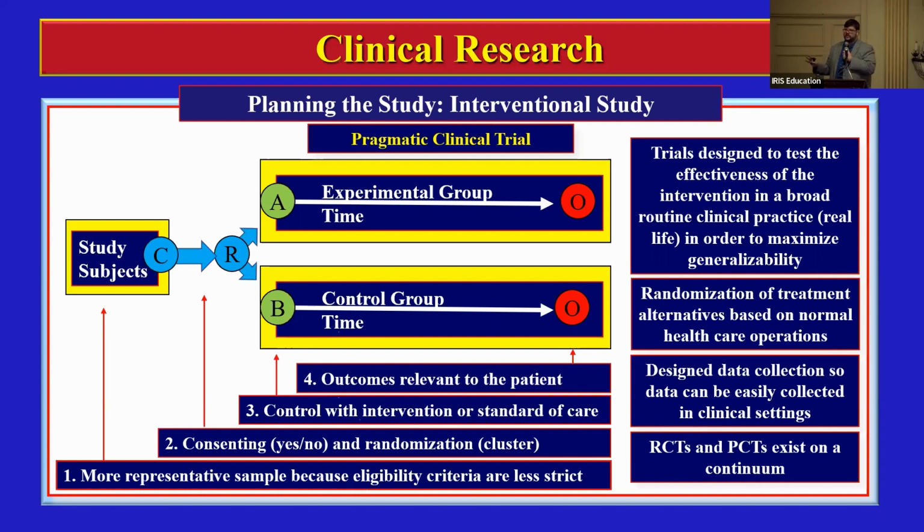And an important point is that randomized clinical trials and pragmatic clinical trials exist on a continuum. So you may have a stronger inclusion criteria than others. So you can mix elements of these two studies together.